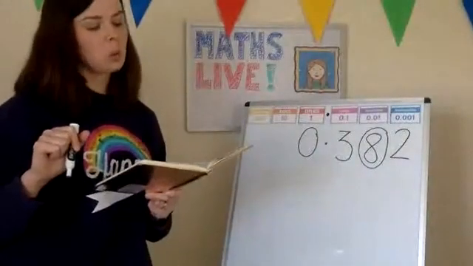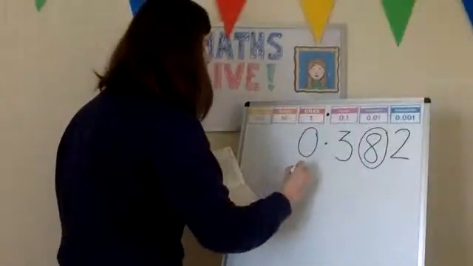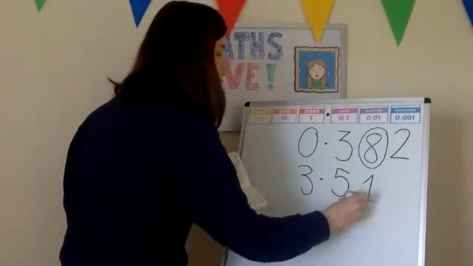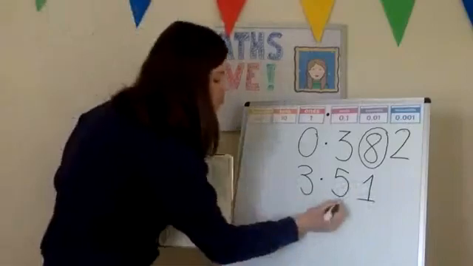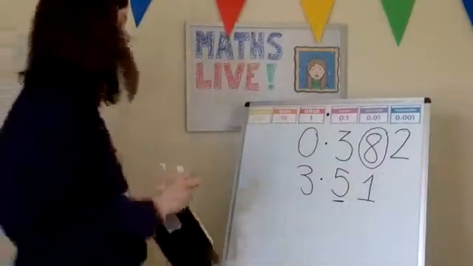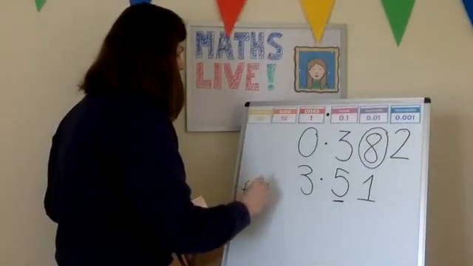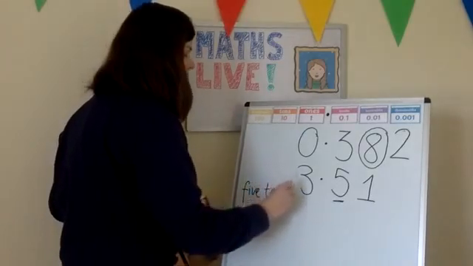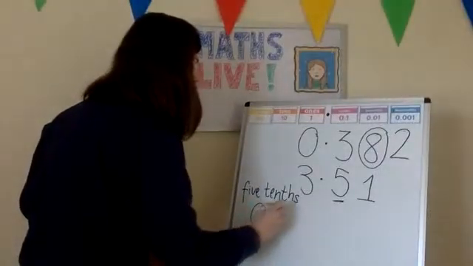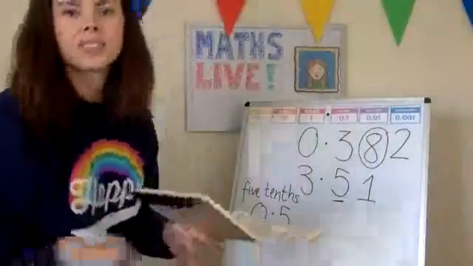The second question is, what place value does 5 have in 3.51? It asks you to focus on the 5. You can have 2 answers for this. You can say 5 tenths, writing it in words, or you could put 0.5. I'd always put the second one, as long as you understand that 0.5 is 5 tenths.